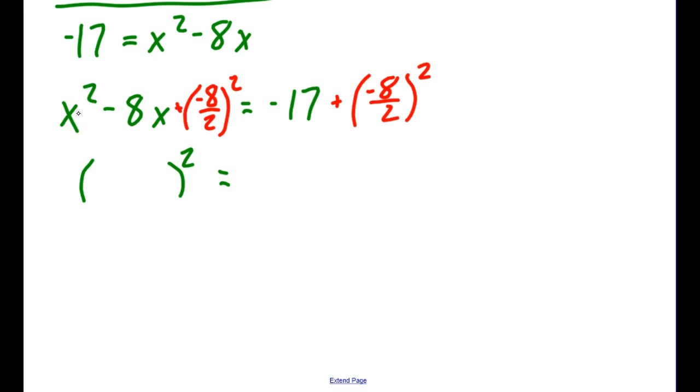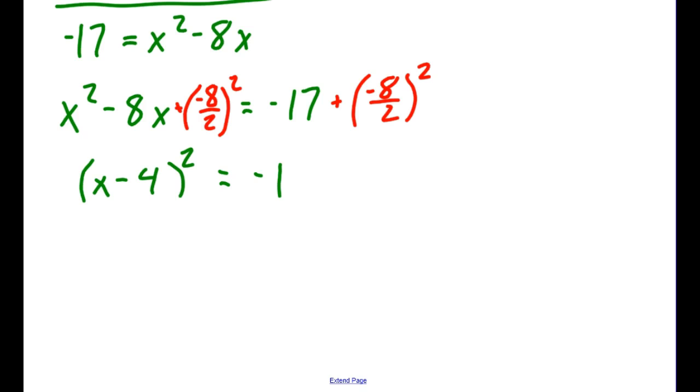So we have an x squared, we know we have x in the middle, our b value is negative, so this is going to be minus. We take whatever this b over 2 value is, so 8 divided by 2 is going to be 4. So we have x minus 4, that quantity squared. On the right side of the equation, -8 divided by 2 is 4. 4 squared is 16. So -17 plus 16 is -1.